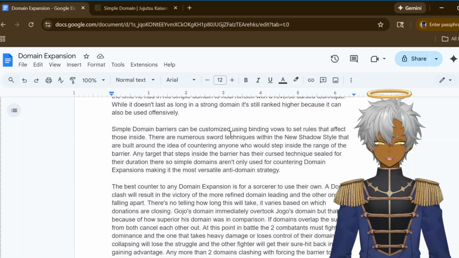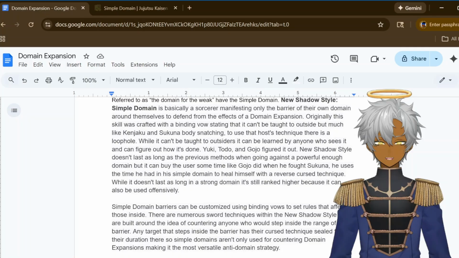Simple domains can be customized. Let's talk about customization in general. So I'm going to read this and then we'll talk about customizations in general. Simple domains can be customized by using binding vows to set rules that affect those inside. There are numerous sword techniques within the new shadow style that are built around the idea of countering anyone who would step inside the range of the barrier. This is what we just talked about. Any target that steps inside the barrier has their curse technique sealed for their duration there.